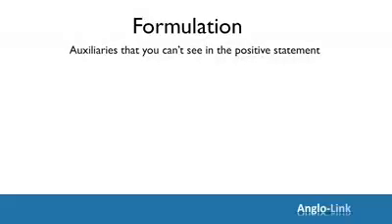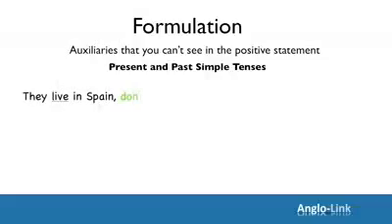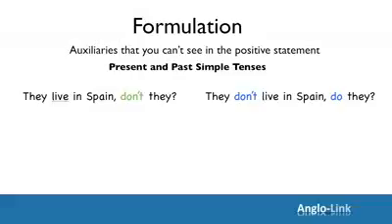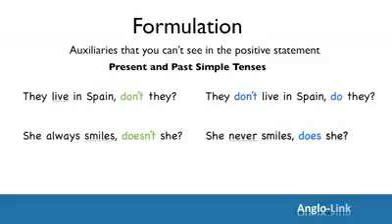Now, let's have a look at statements where you cannot see the auxiliary in the positive statement. This includes sentences in the present and past simple tenses. They live in Spain, don't they? They don't live in Spain, do they? She always smiles, doesn't she? She never smiles, does she?